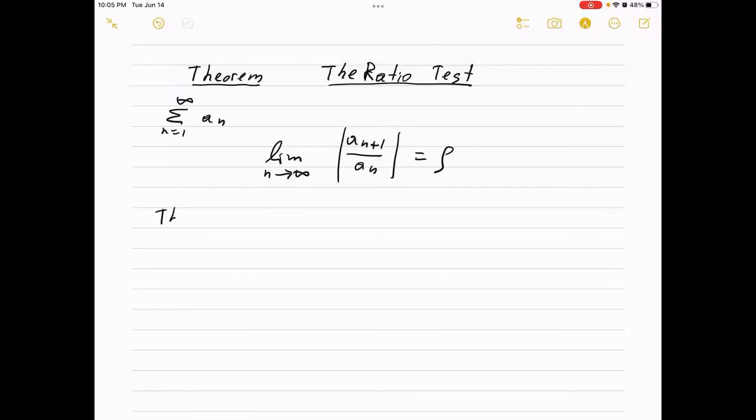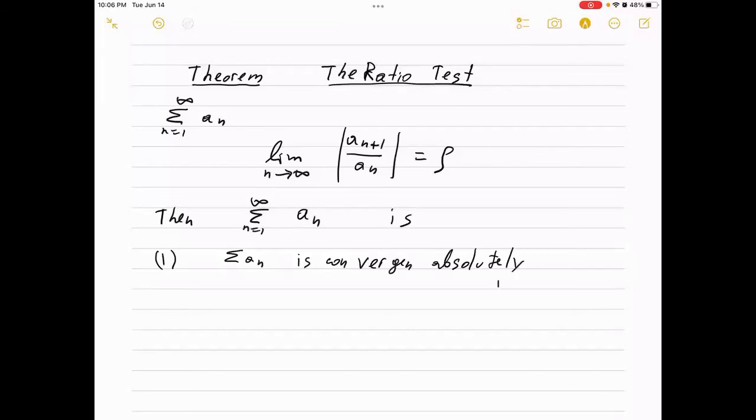And the conclusion is going to be the following. Then the infinite series is, we're going to have three possibilities. It's going to be convergent absolutely if rho is small, if rho is less than 1.